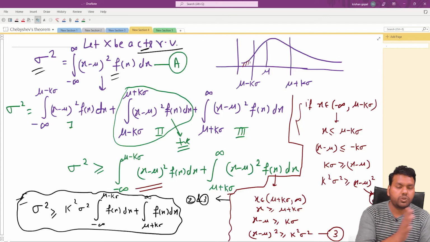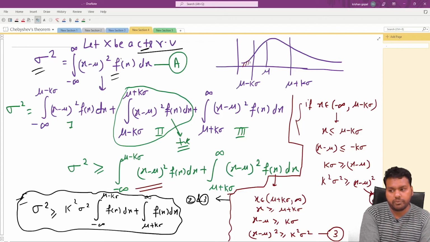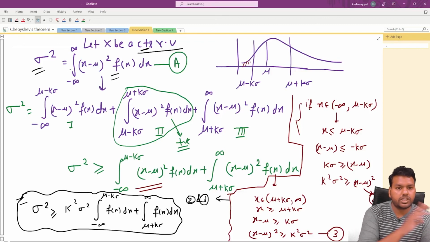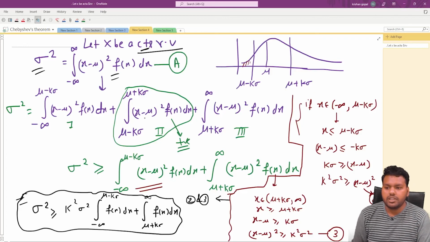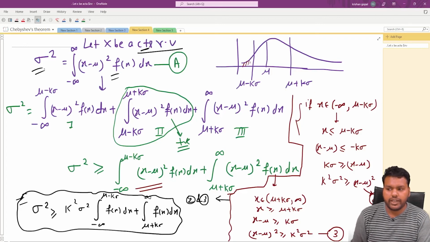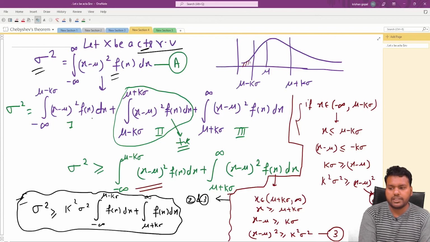If you want to do this for a discrete random variable, you have to replace this integration with a summation. So what we do is write how we calculate sigma square. This is very simple, and then we break this integration into three parts. When we break the integration, we say this area is always positive, so this is greater than or equal to the first and third parts.